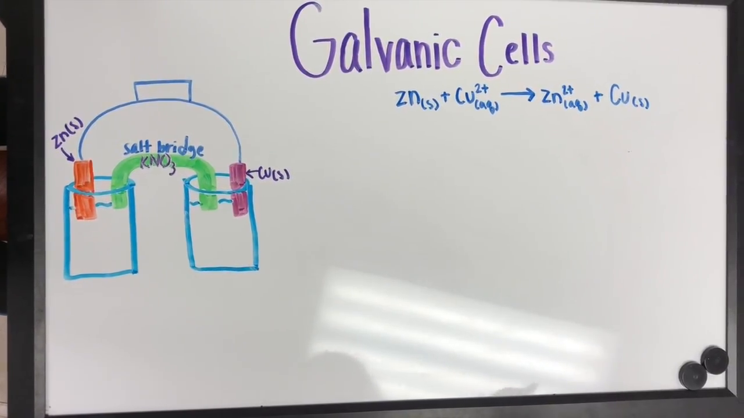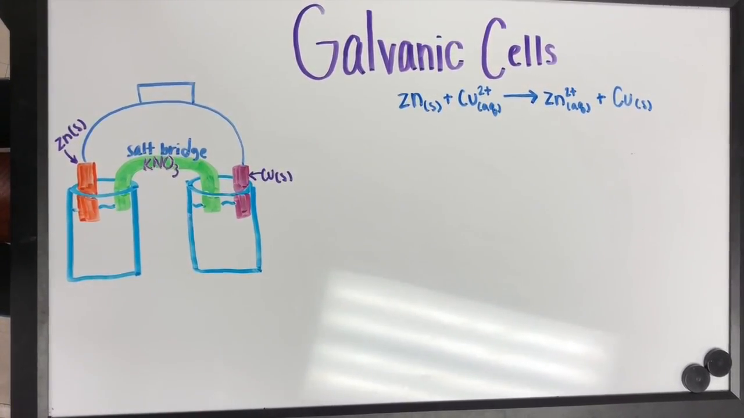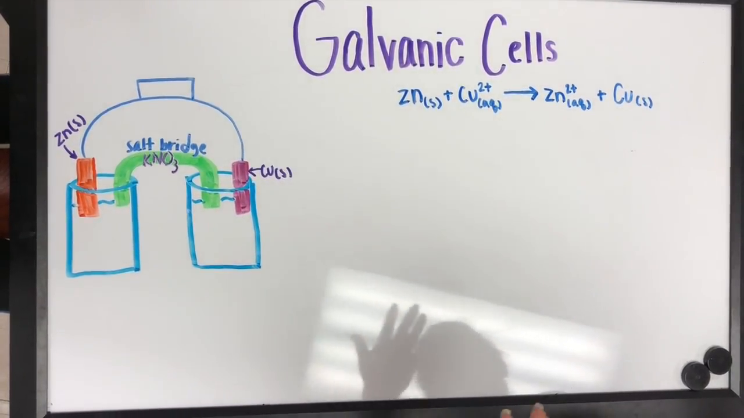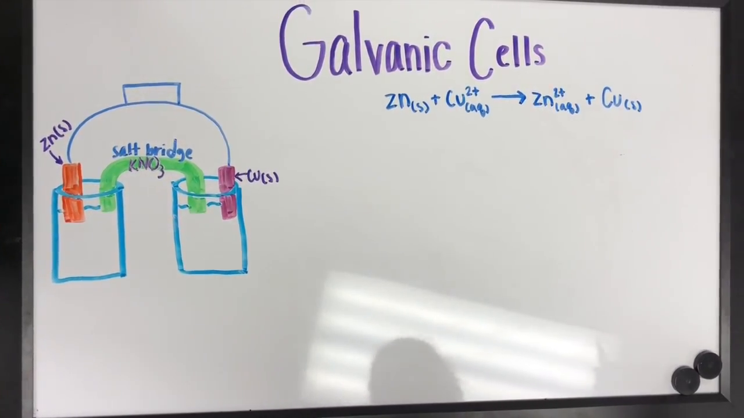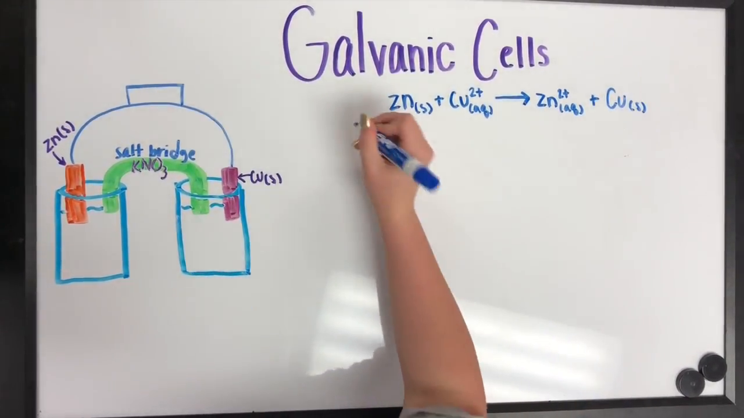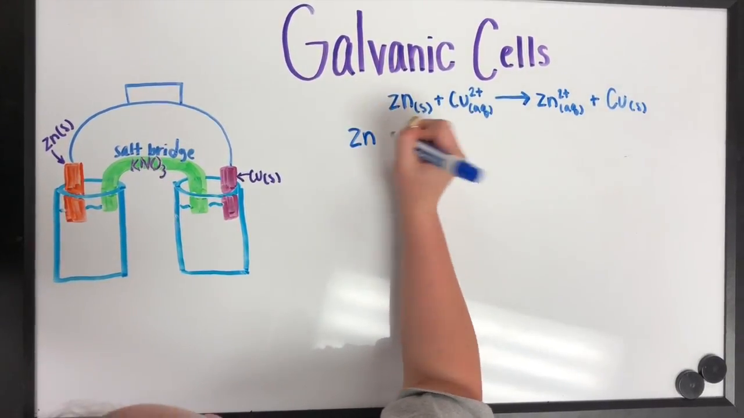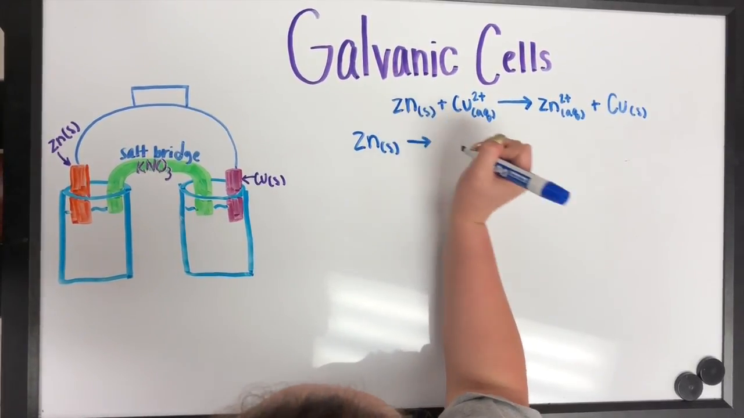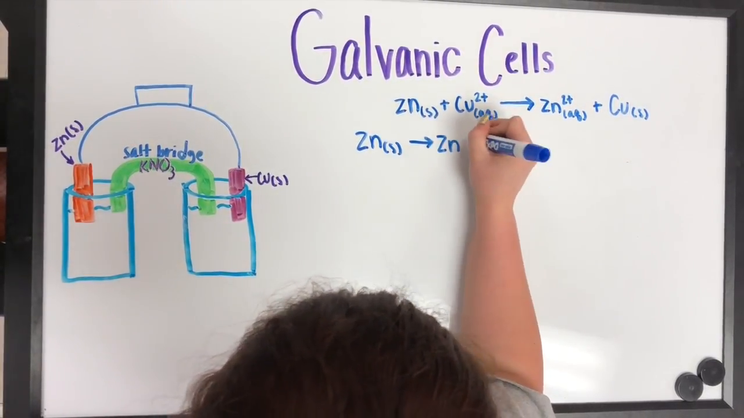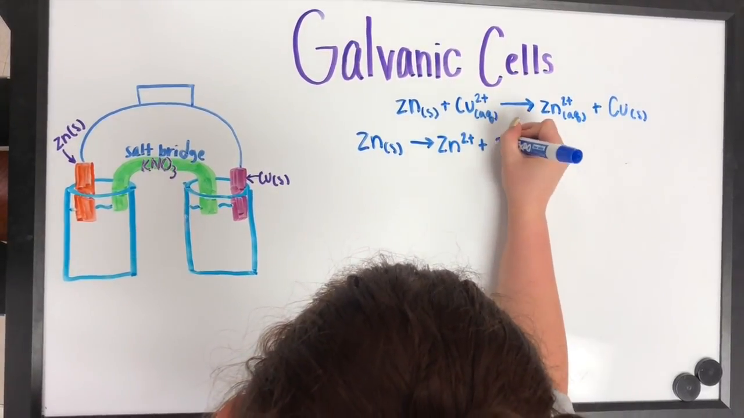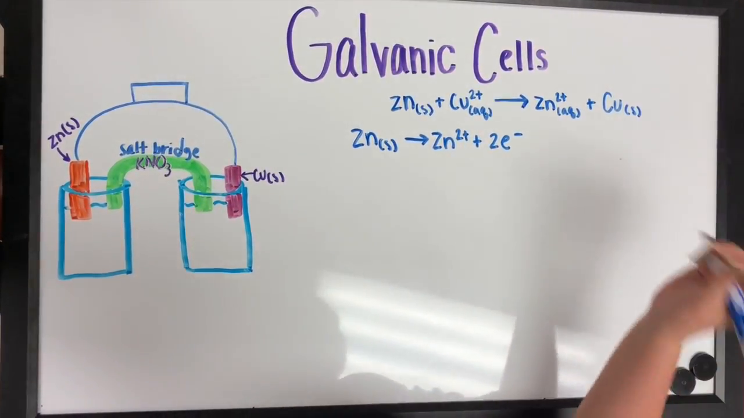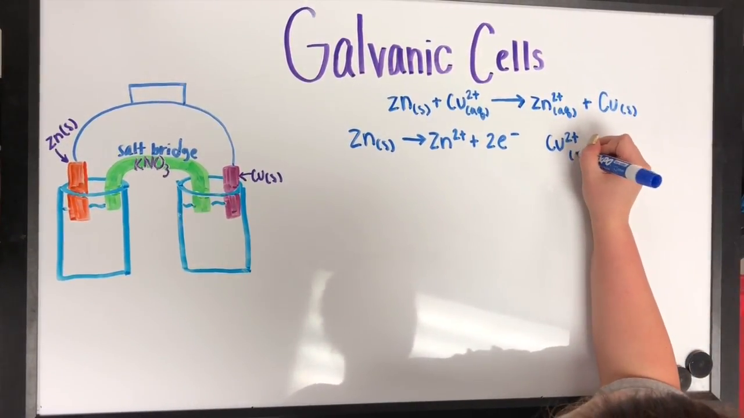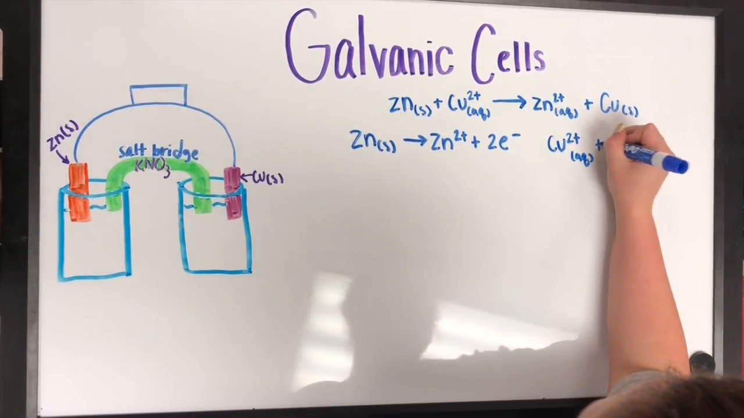Today we're going to talk about galvanic cells, what they do, and how to identify different parts of the cell. So we're going to work with the reaction solid zinc and the ion of copper in aqueous form that yields the ion of zinc in aqueous form with solid copper. So first you're going to break up the two different half reactions. So we're going to do zinc solid yields the zinc ion 2+ plus 2 electrons, as well as the copper ion with the 2+ charge aqueous plus the 2 electrons yields the solid copper.